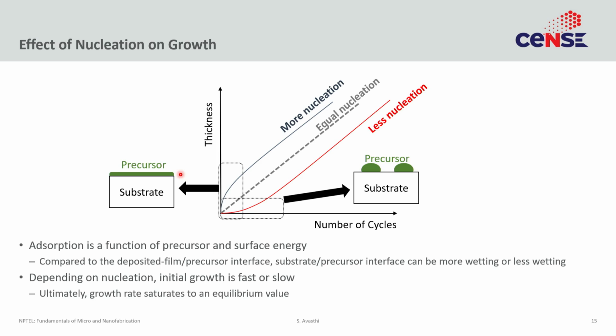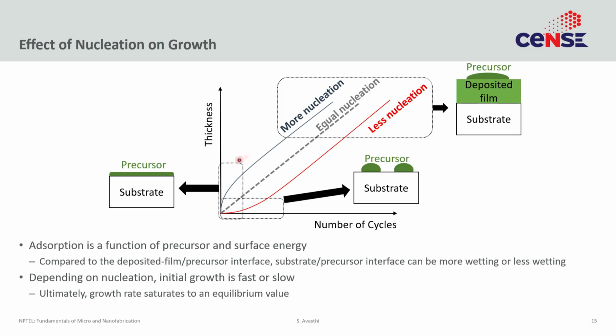When I say less or more, I am basically comparing to the case of what is the contact angle of the precursor on top of the deposited film. So, once you have formed a little bit of deposited film, then in all those cases this contact angle will be the same, right. However, when the growth is starting, it is not seeing the deposited film, it is seeing the substrate. So, the initial contact angle on the substrate might be different, and that is what explains these initial non-idealities.